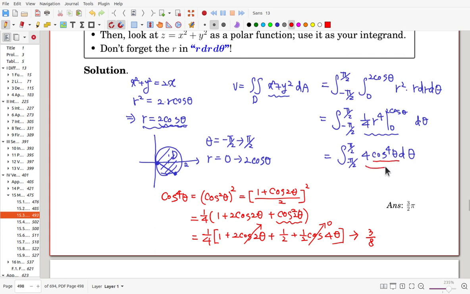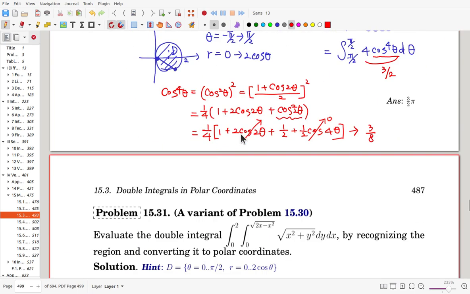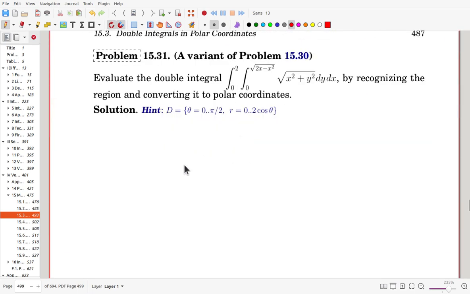So this whole thing can be replaced by 3 over 2. Now the interval length is pi, and the constant is 3 over 2 times pi. That's the final answer. It's not so complicated, right?